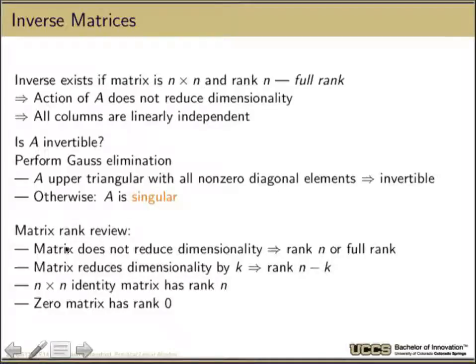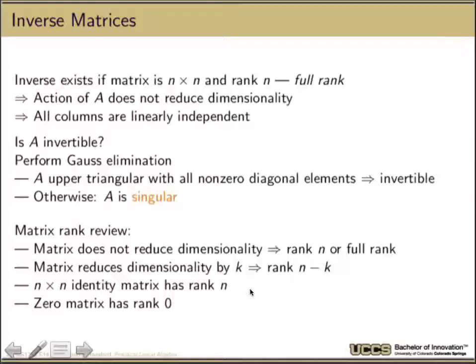So coming back to rank, a quick review: a matrix doesn't reduce dimensionality, so anything I do in terms of adding rows, subtracting rows, keeps the rank the same. So something will be of rank n, or full rank, if it's invertible. A matrix that does reduce rank by dimension k will have rank n minus k. It's a projection, getting rid of k dimensions. The n by n identity matrix has rank n, and the zero matrix has rank 0.